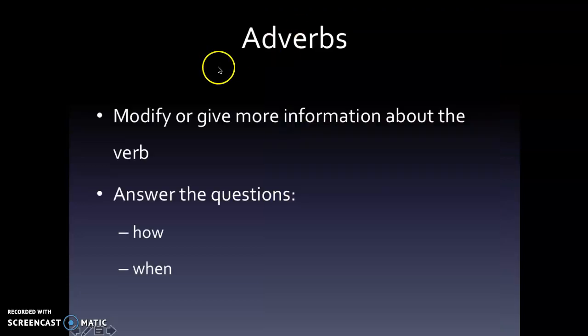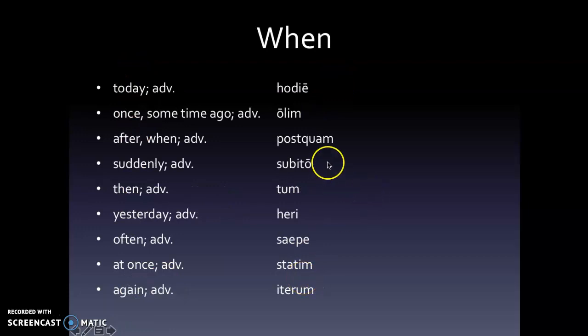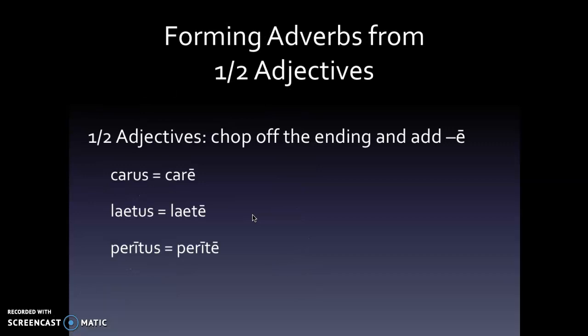Okay, adverbs. Adverbs modify or give more information about a verb. They answer two basic questions. Typically they answer how or when something is happening or being done. Here are some examples of the how. Here are the examples in Latin and in English. And here are some examples that we know of when. So they're English and they're Latin. These words answer the question when something is happening or being done.